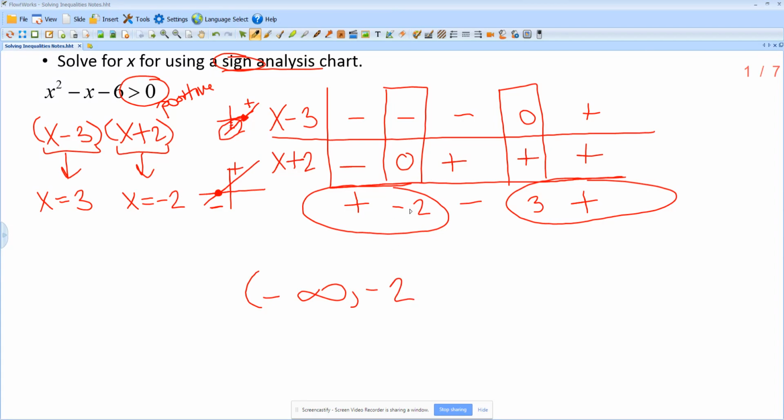At negative 2, I would have a negative times 0, which is 0, and I only want things that are greater than 0. So negative 2 is not included. I put a parentheses. In union with, at 3 I get 0, and I don't want 0. I want just positives. So parentheses 3 on to positive infinity. So this is a sign analysis chart.